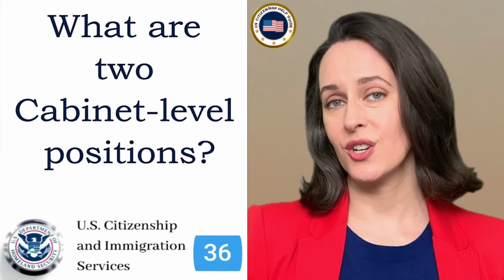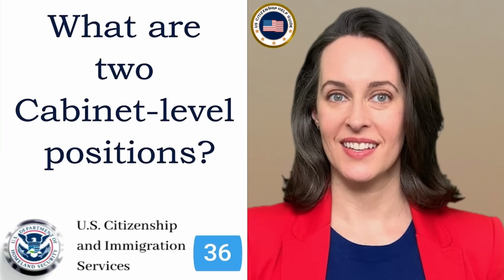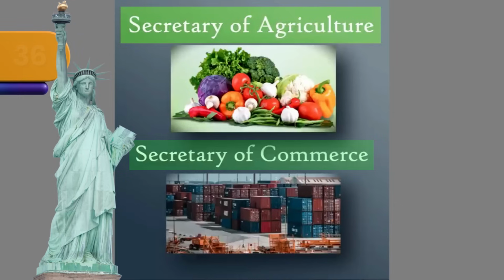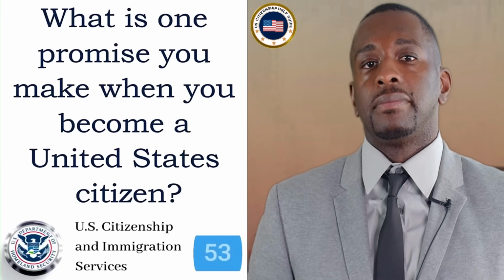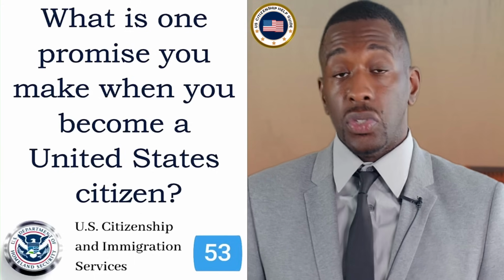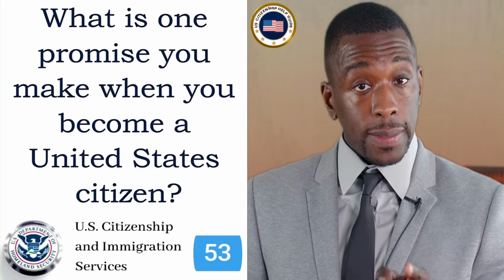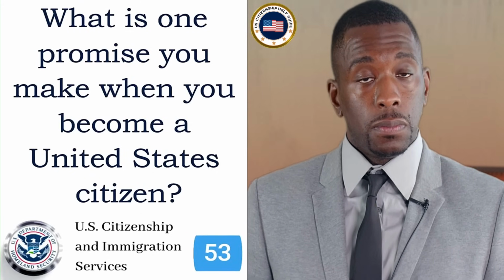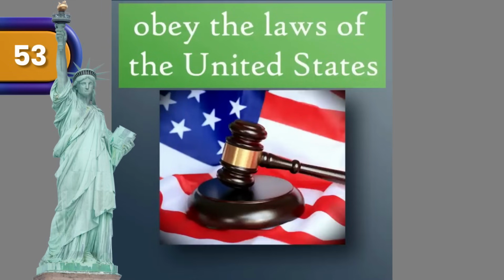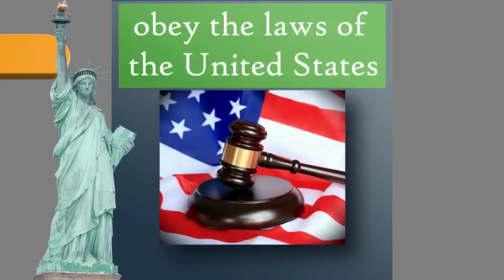36. What are two cabinet-level positions? Secretary of Agriculture, Secretary of Commerce. What is one promise you make when you become a United States citizen? Obey the laws of the United States.